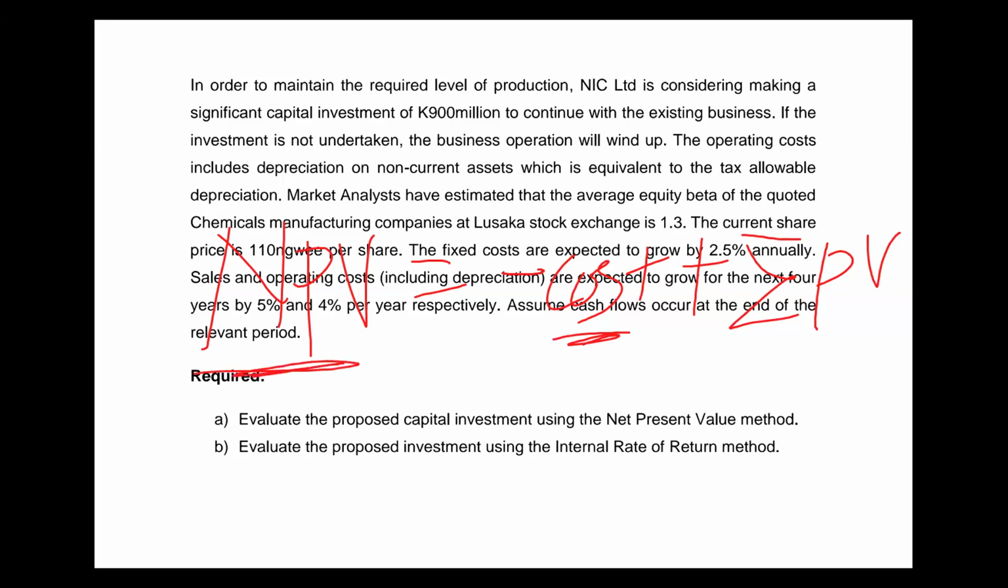If the net present value is positive, then you invest in the project. But if it's negative, you don't accept the project. You got it?